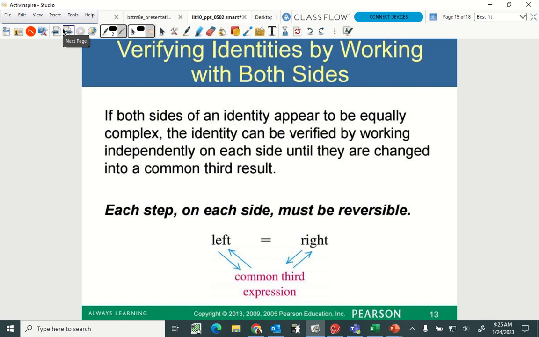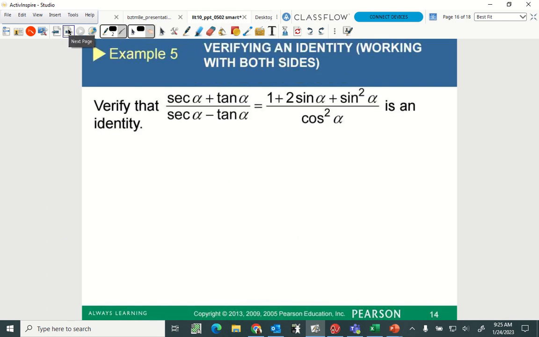Alright, so this says, sometimes if they're both complicated, do a little bit on the left, and then do a little bit on the right, and make them at the end the same. So this one, we're simplifying both? Yeah, you're going to do both because they're both complicated. Usually you take the one that's more complicated, simplify, and it's going to match the right. This, they're both pretty ugly.